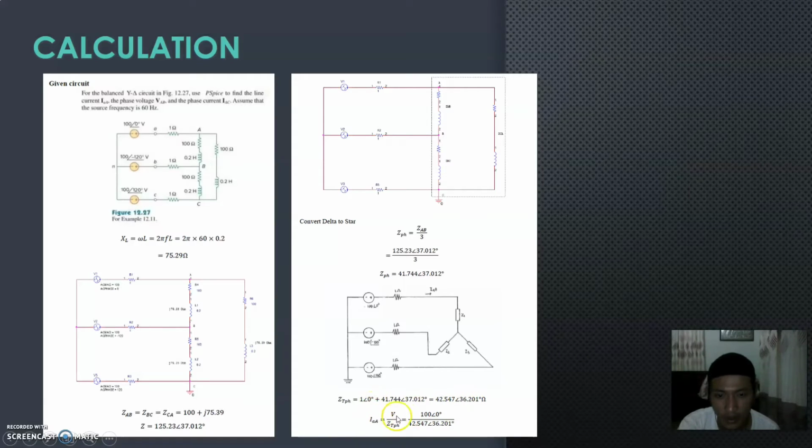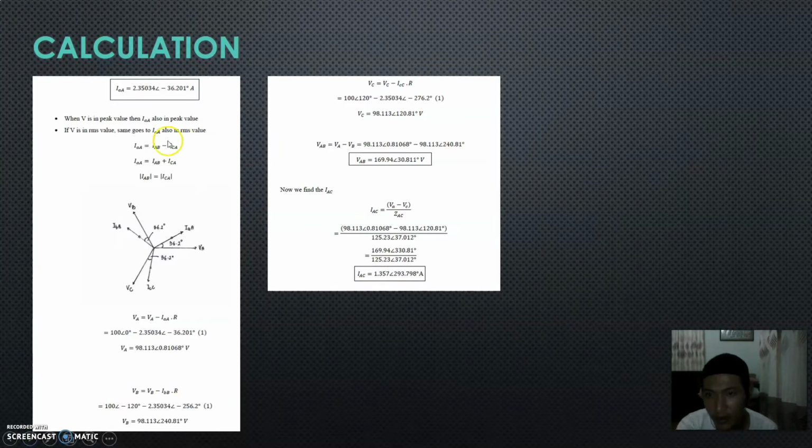So we will get the IA by the formula V over ZTPH. The ZTPH is this 42.547, so we divide 100 by 42.547 at 36.201 degrees. This is the formula to find the IAA. So we get the line current IAA is 2.35034 at negative 36.01 degrees ampere. We know the V is a peak value and IAA is also a peak value, so the RMS values for V and I are the same.